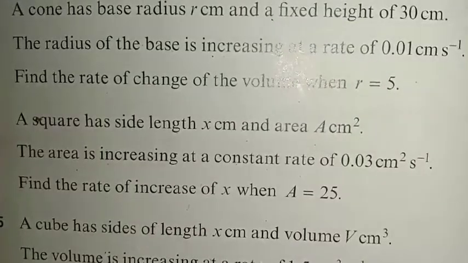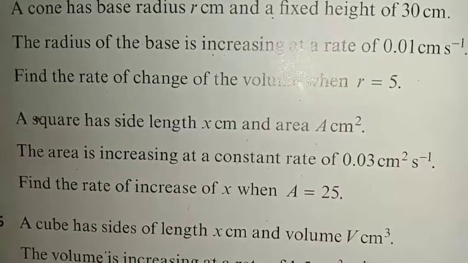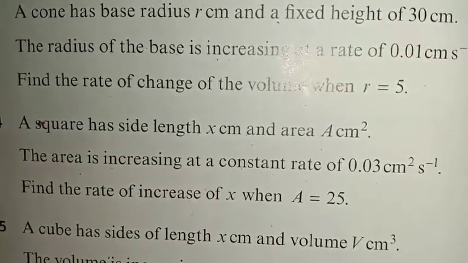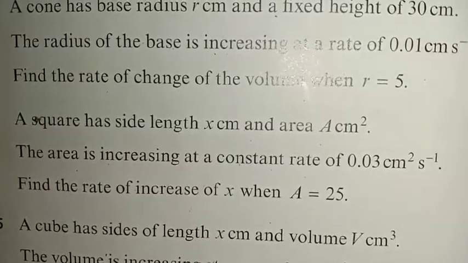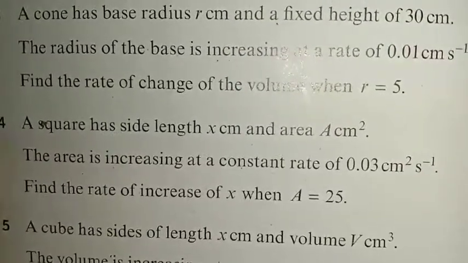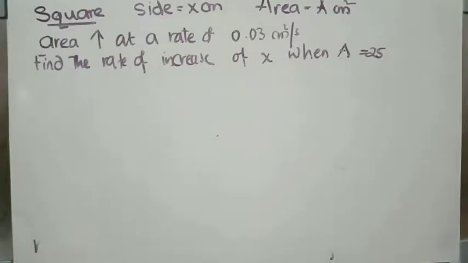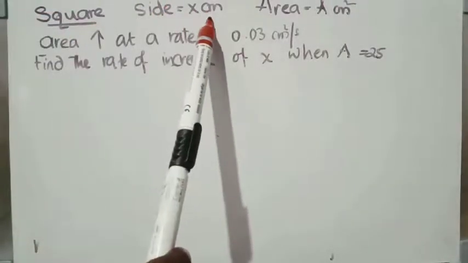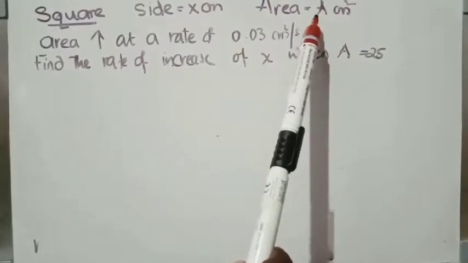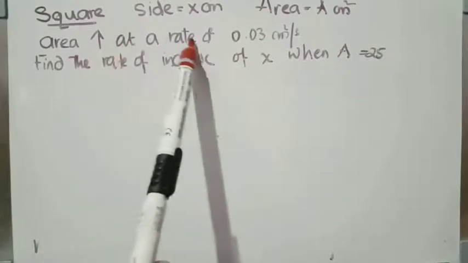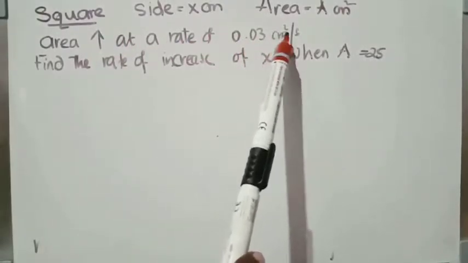A square has side length x centimeter and area A centimeter squared. The area is increasing at a constant rate of 0.03 centimeter squared per second. Find the rate of increase of x when A is equal to 25. Going on with the next question, this question deals with a square which has a side x centimeter and area A centimeter squared. And here it is given that area increases at a rate of 0.03 centimeter squared per second.